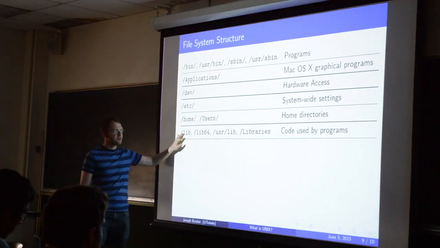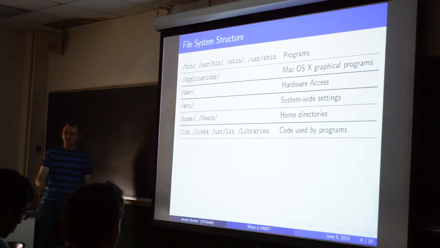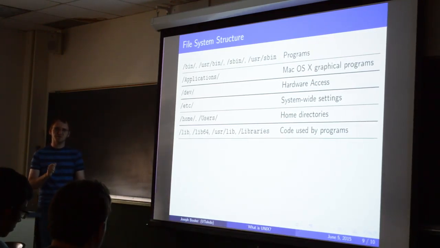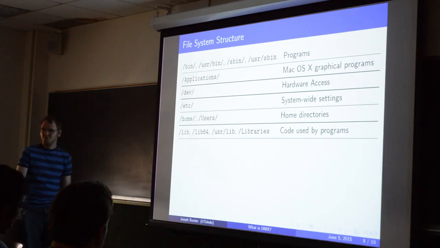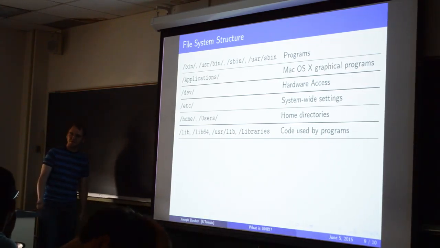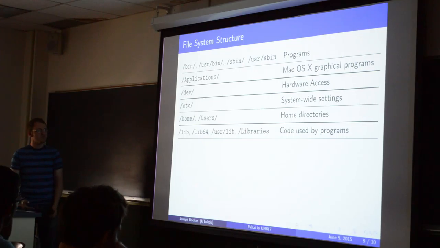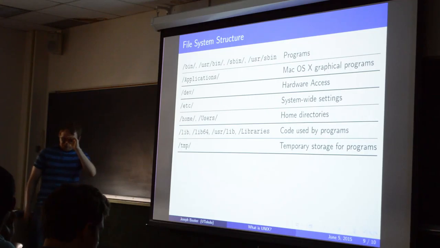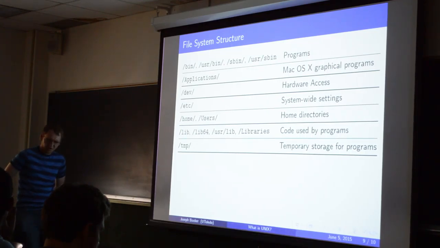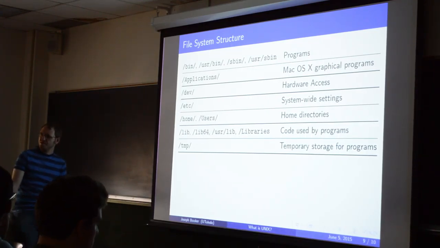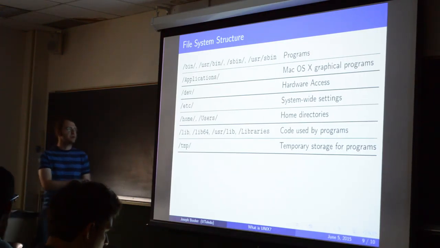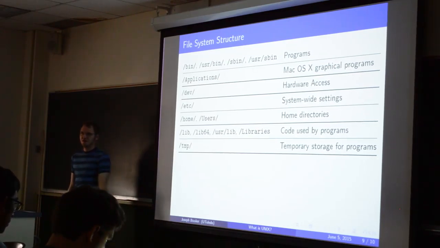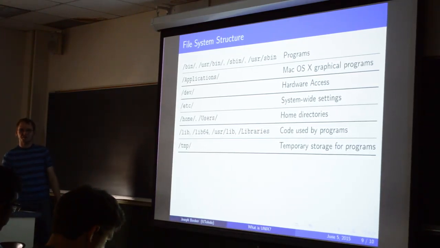Libraries go in central locations. If you have a 64-bit system, 64-bit libraries and 32-bit libraries go in separate places. If you have a 32-bit program, you can only use the 32-bit libraries. So there's a bit of a split for that. /tmp is if you want some temporary storage, so downloads, for instance. From Firefox, if you download something, it'll usually go to /tmp. In Chrome, it just downloads to your downloads folder.